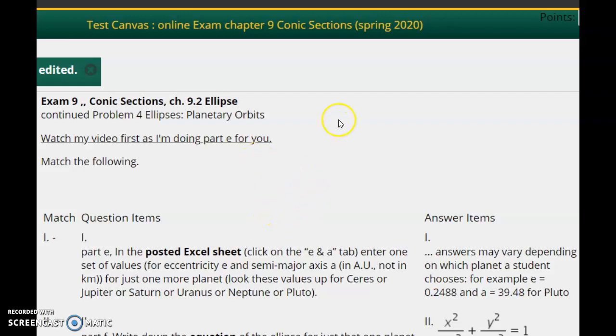All right, so this little video is for problem 4 from the exam on planetary orbits, ellipses. And notice what I'm saying here. Watch my video first as I'm doing part E for you. So let's look at part E.